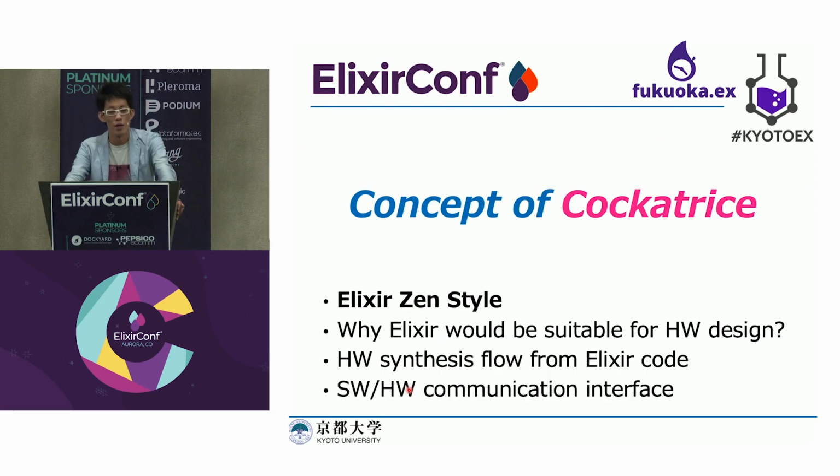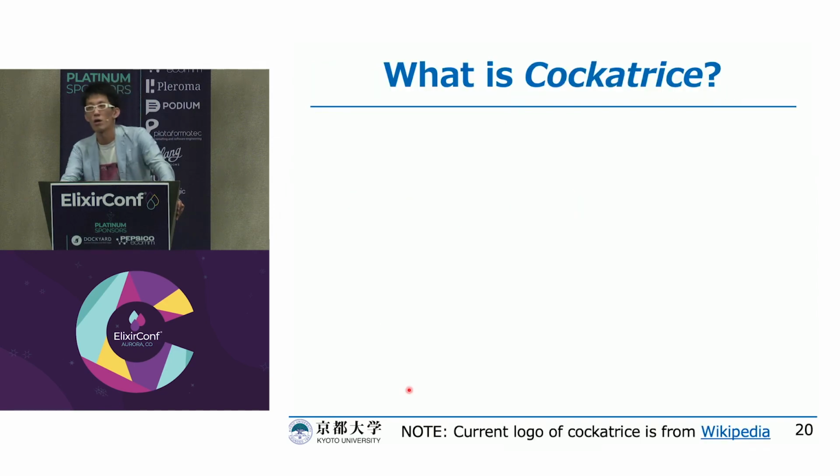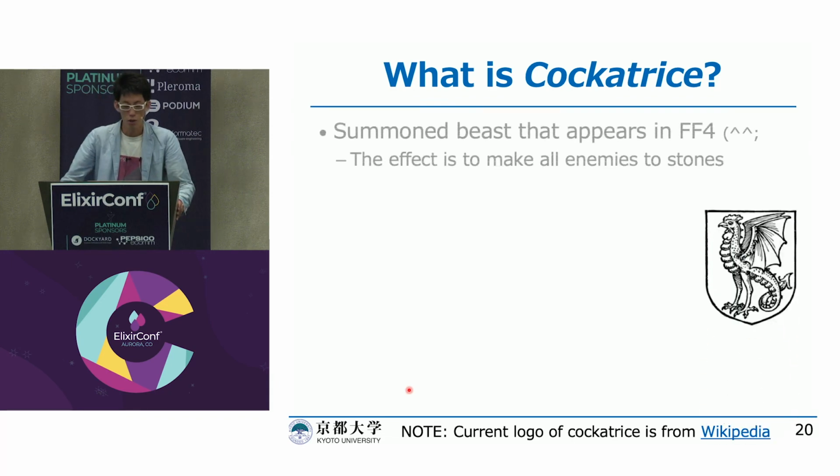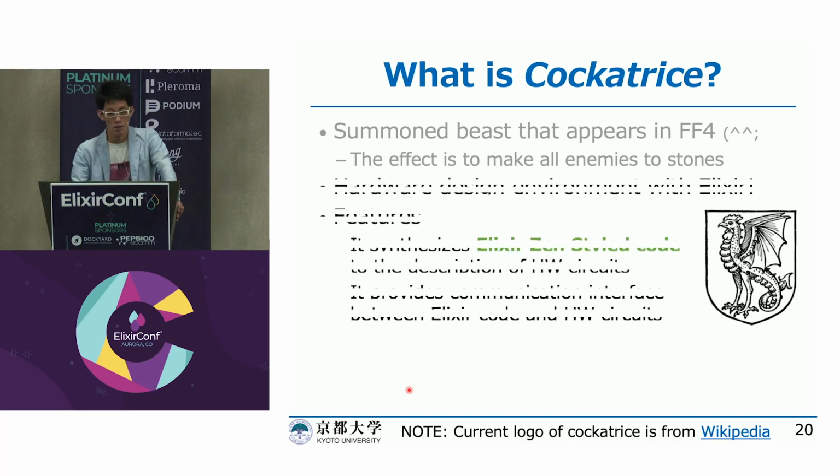So next topic is the concept of Cockatrice. What is Cockatrice? Cockatrice is a summoned beast that appeared in Final Fantasy IV. Do you know? I like Final Fantasy IV. The effect is to make all enemies into stones. So your Elixir code can be stoned, synthesized to hardware by Cockatrice.